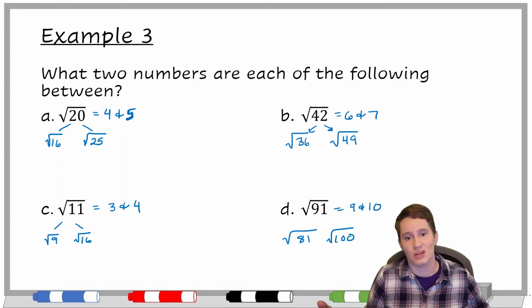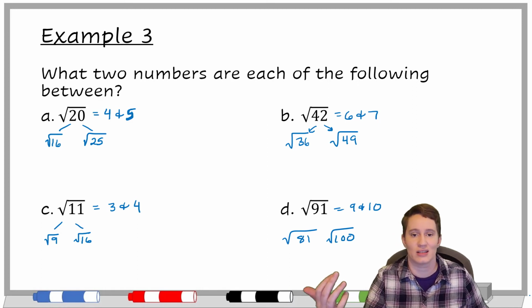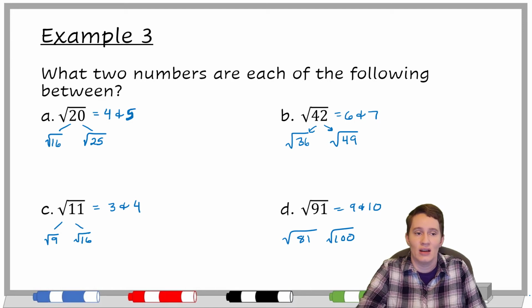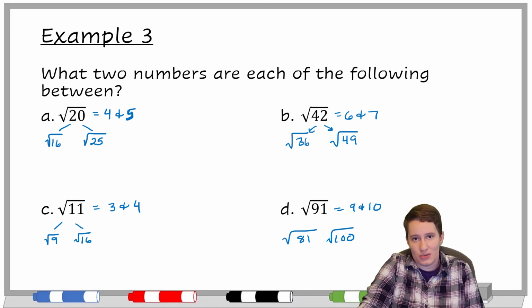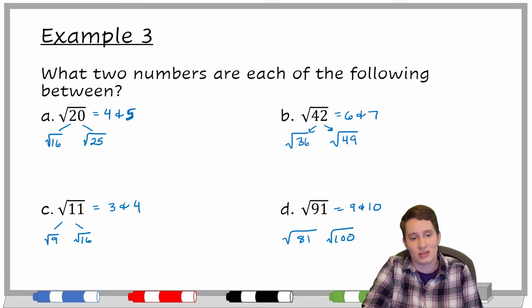Okay, so that's a way that we could estimate. We could even go further and say, well, I think it's like 9.4 or something, if we really wanted to, based on how close it is to each of the two perfect squares. But that gives you an idea of how we could at least estimate.